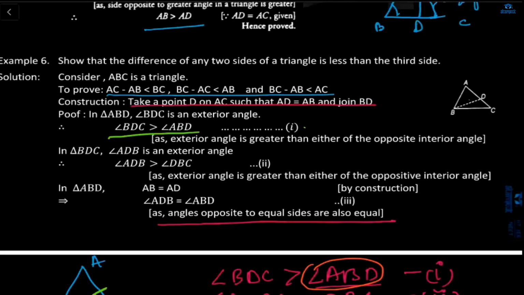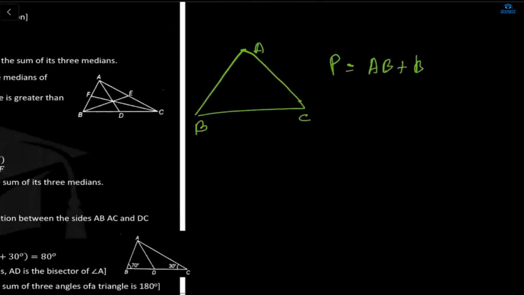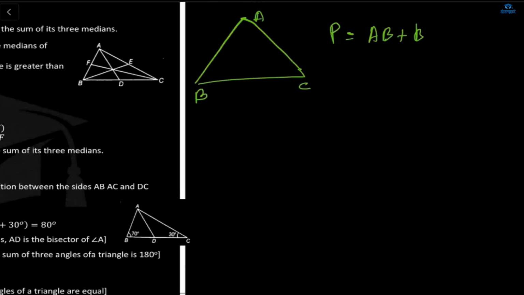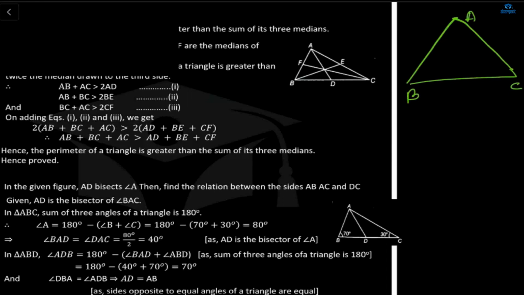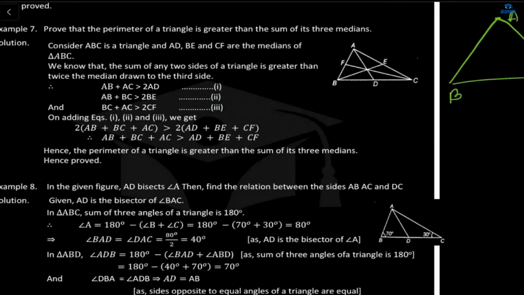Now, the next question is: prove that the perimeter of a triangle is greater than the sum of its three medians. Now, if I have a triangle ABC, what will be the perimeter of the triangle? The perimeter will be AB plus BC plus AC, all three sides added up. And it is saying to prove that the perimeter of a triangle is greater than the sum of its three medians. So what will a median be?